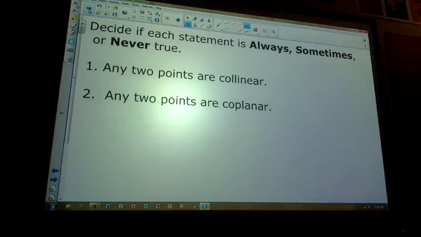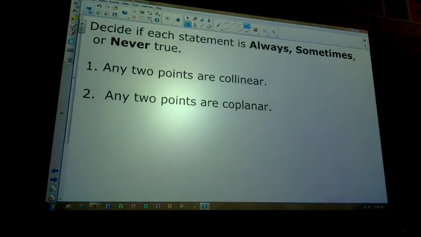Decide if each statement is always, sometimes, or never true. Any 2 points are collinear. Point here and point here. How many lines can I draw through those 2 points at the end of my fingers? 1. What about these 2 points? Is there any way I can change my fingers to define a different line? So any 2 points are collinear. Always true. 2 points will define a line. Okay, so they're always collinear.